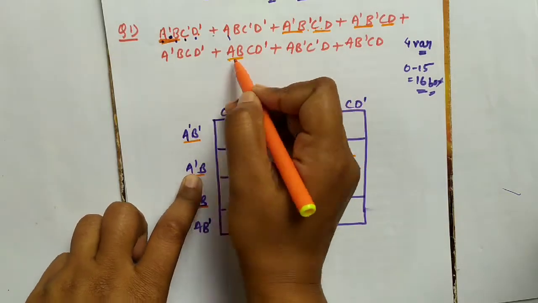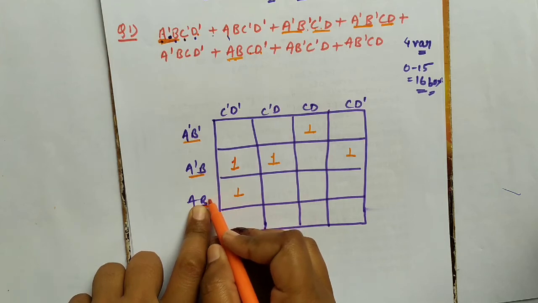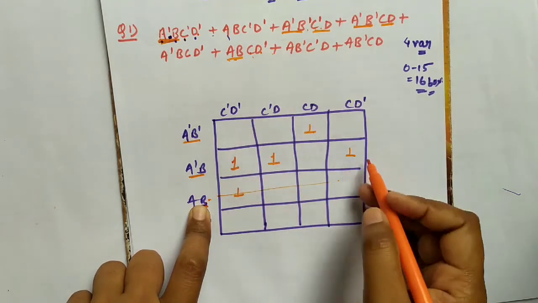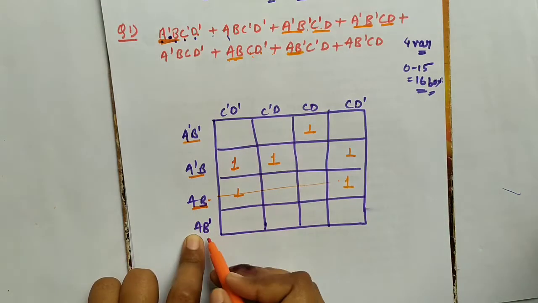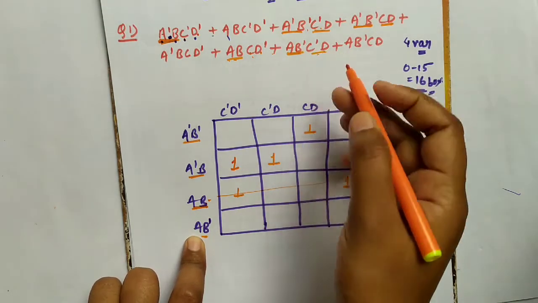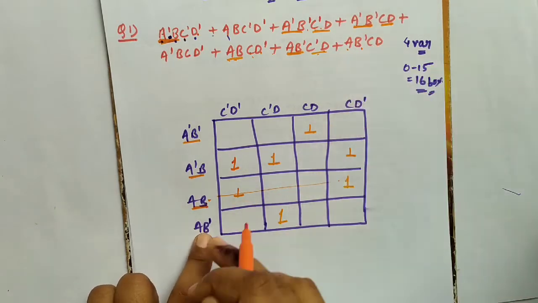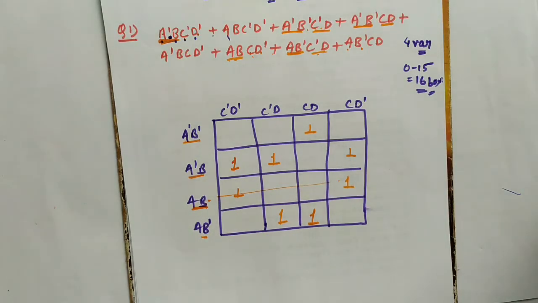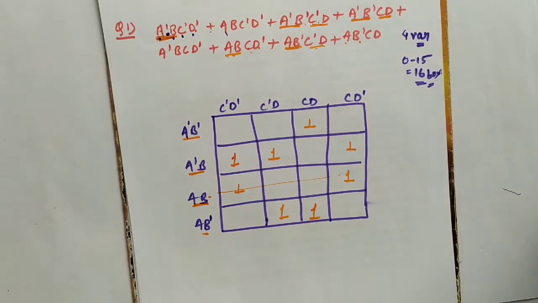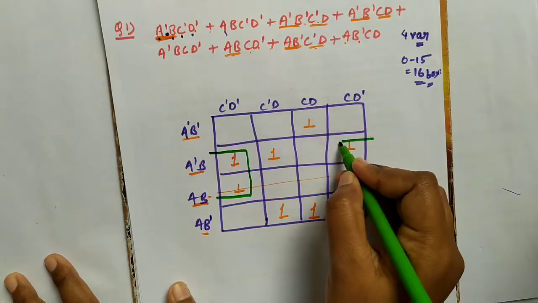Next one is AB and CD dash. This is the AB row and the CD dash column, so here we write 1. Next AB dash and C dash D, so here we can write 1. Then next one is AB dash again, this row and CD, so we can write 1 here. These are the values of the K-map. Let's make a pair or quad. Firstly here we can see this is 2 values and this is also 2 values.